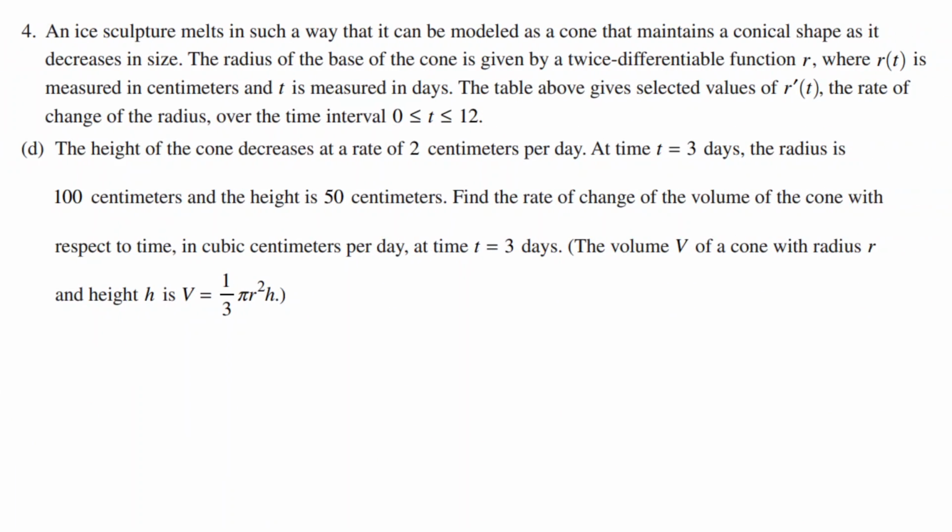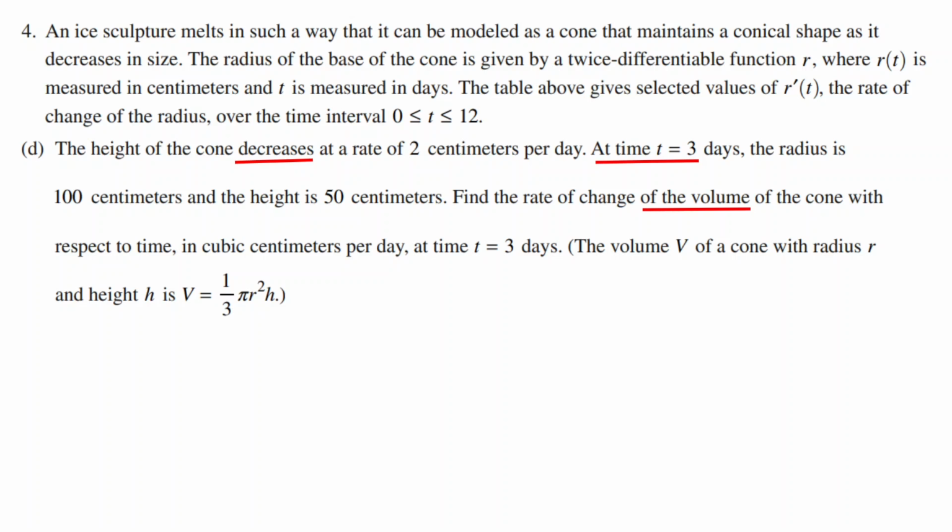Part D says that the height of a cone decreases at a rate of 2 centimeters per day. At time t equals 3 days, the radius is 100 centimeters and the height is 50 centimeters. Find the rate of change of the volume of the cone with respect to time in cubic centimeters per day at time t equals 3 days. This is a simple related rates problem.